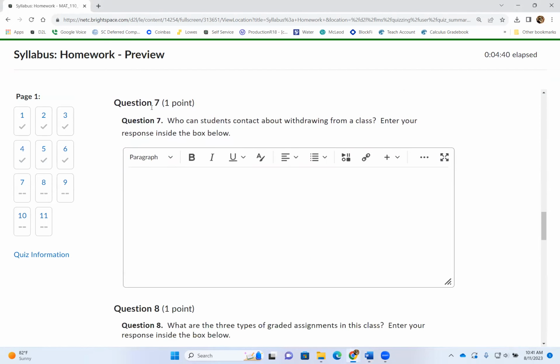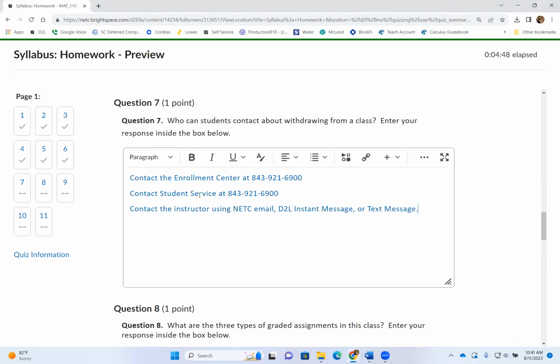Question number seven, who can students contact about withdrawing from a class? If you, for some reason, have to withdraw from the class, who can you contact? You can always contact the enrollment center at 843-921-6900. You can contact student services directly at the same number, just choose your options. Or you can contact me directly using your student NETC email. You can send me a D2L instant message or text message regarding that you want to withdraw from the class, okay?